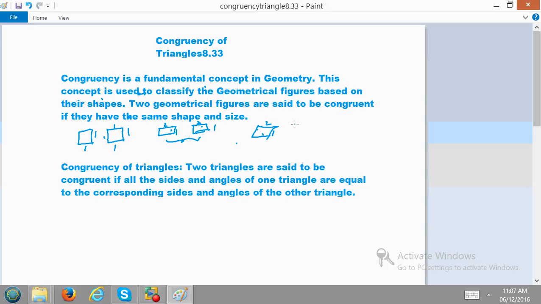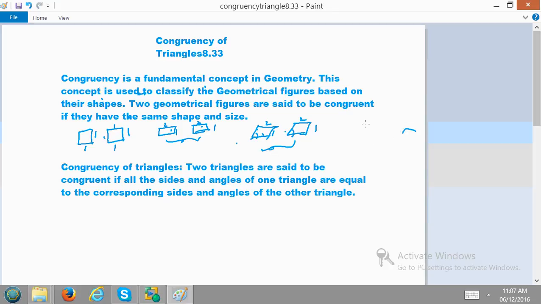So a parallelogram means another parallelogram should be of the same, not only the length, this angle also should be equal. If the angle is equal, then these two are congruent. Identical in shape and also size, length, breadth or width, whatever it is.